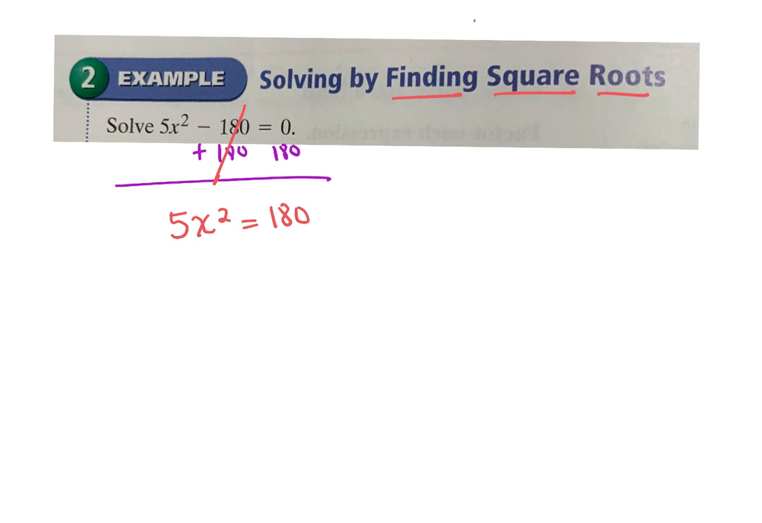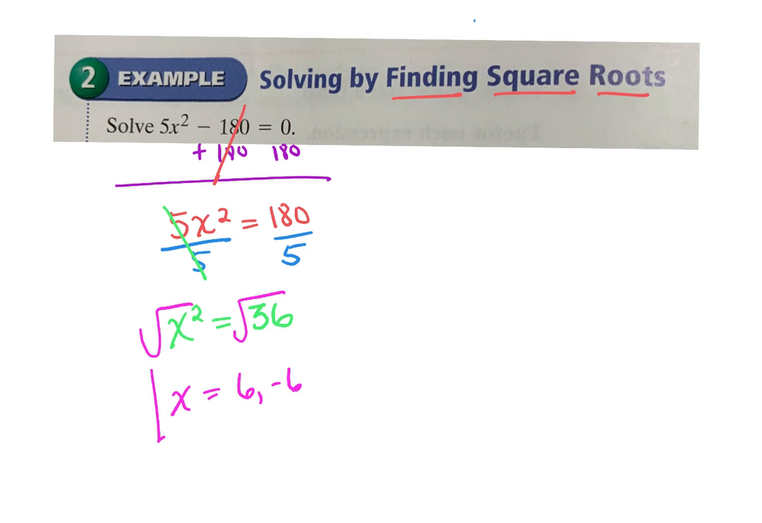What do I need to do to get the x squared by itself? Right, so I'm going to divide both sides by 5, right? What's 180 divided by 5? 36, all right? And then I have an x squared equals 36, so I can take the square root of both sides. Now remember, when you have a square root with a variable, I have to consider the positive and the negative root. So x could equal 6, or it could equal negative 6 here.